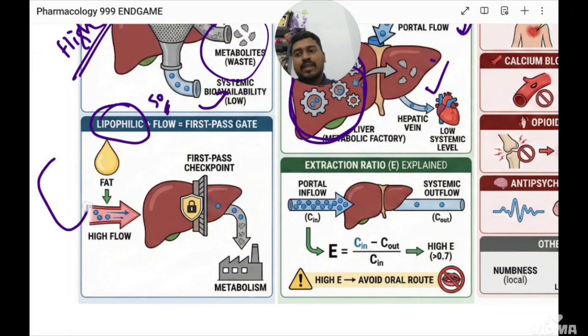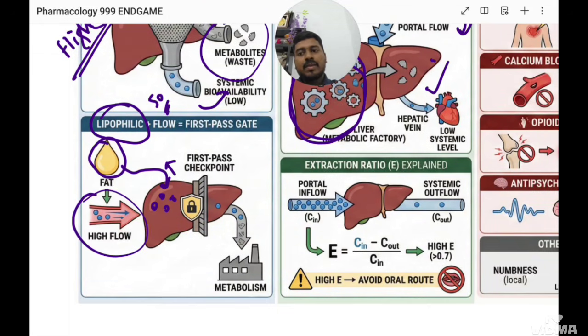Okay, because the cell membrane is lipophilic, these molecules go into the cell membrane. So in the case of lipophilic drugs, they go into the liver cells, so they are metabolized easily, so there is increased metabolism. In addition, if there is high blood flow to the hepatocytes, that is, hepatic blood flow is increased, then there is also increased metabolism.